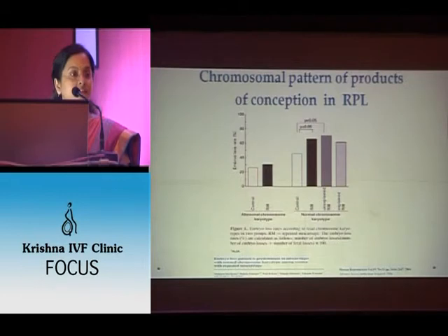A study was conducted in Japan on chromosomal pattern of products of conception in recurrent pregnancy loss. According to the study, normal chromosomal pattern was identified in almost 70 to 80% of the couples with recurrent pregnancy loss.